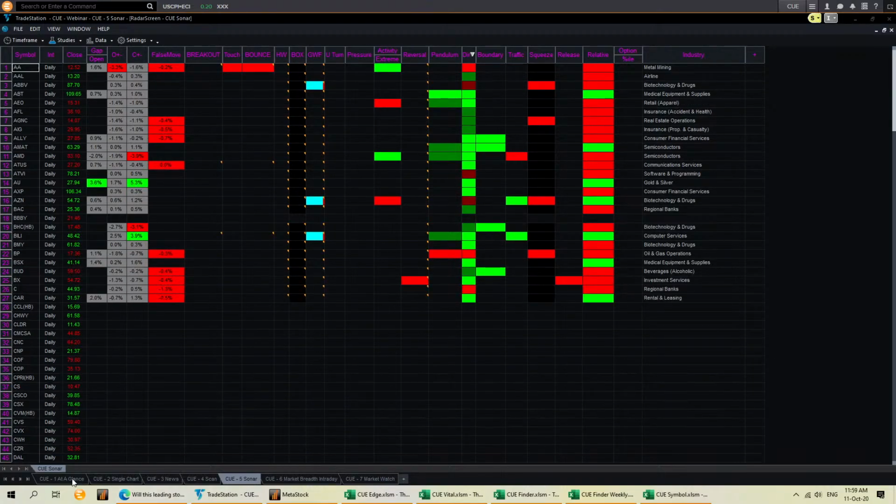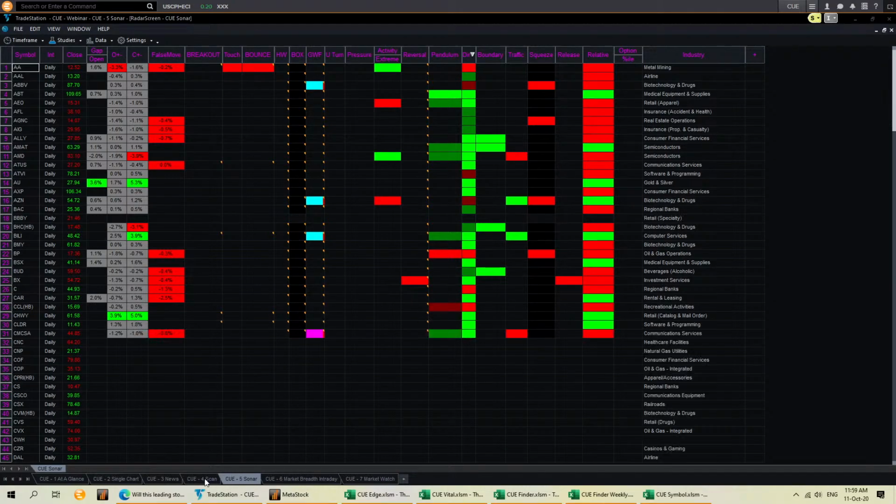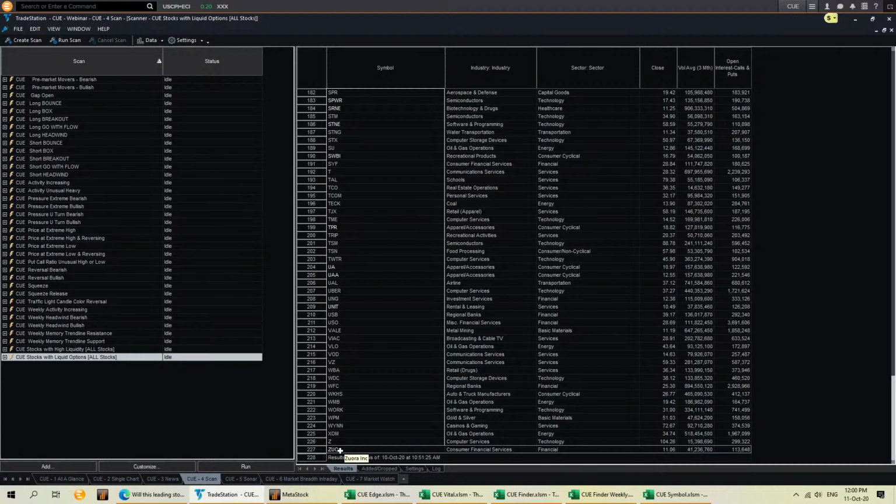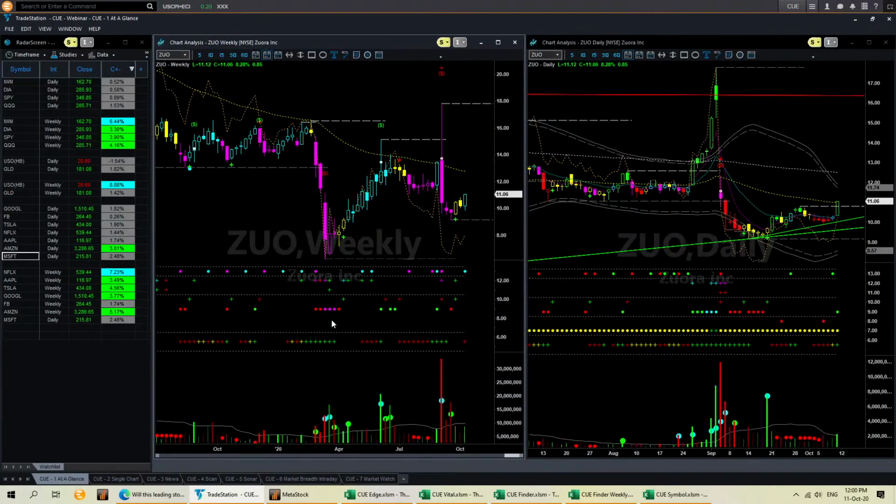One stock that I noticed already from this list, remember in the scan, the last stock at the bottom was ZUO in consumer financial services. I mentioned earlier that the financial sector was starting to gain strength. So I noticed ZUO, and let's look at ZUO. Using at a glance, the weekly is bullish. And again, as I mentioned earlier, when the weekly drops significantly and then turns cyan again, the backdrop turns bullish again, and from that point you may start to look for buy setups.